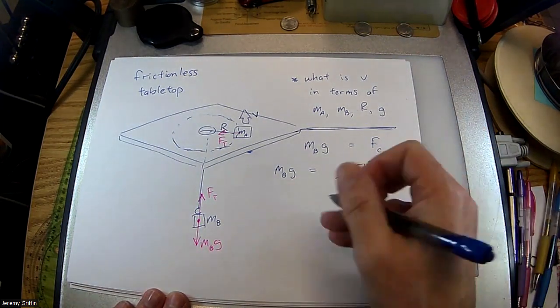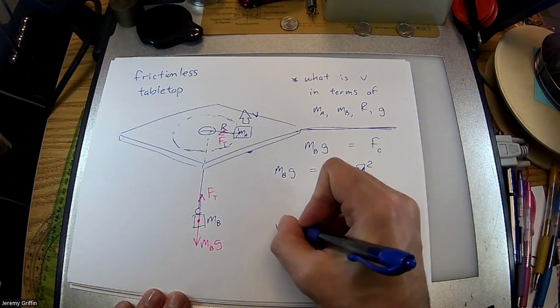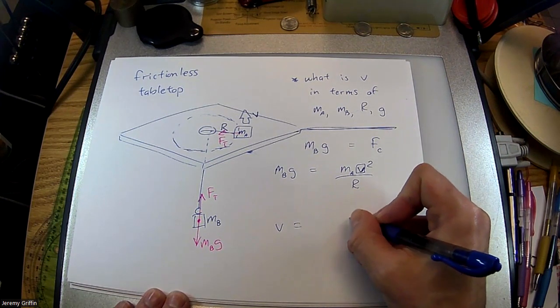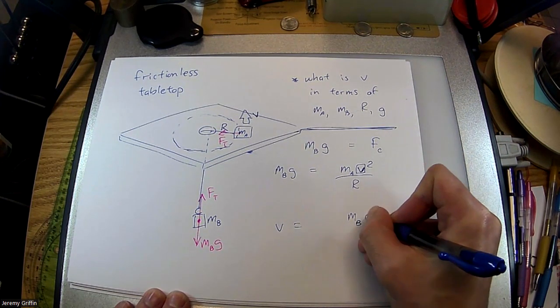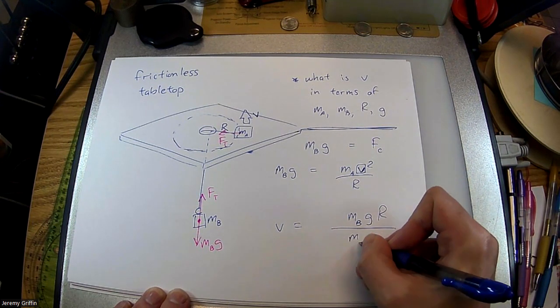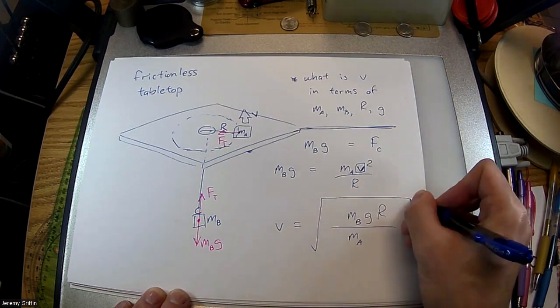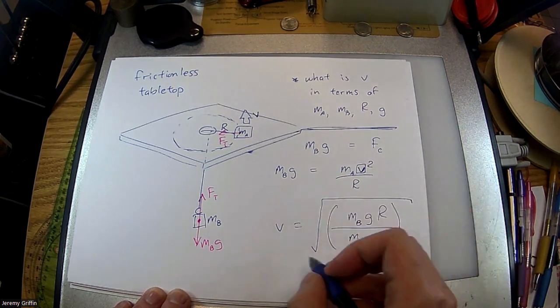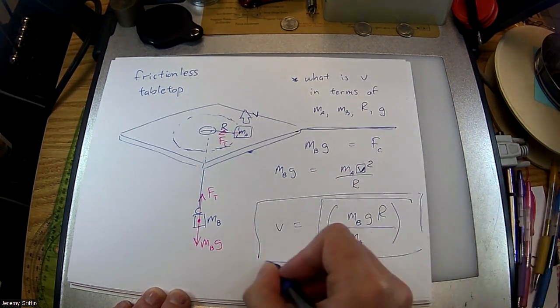Cross multiply R, divide by mass A. So V equals, let's see, I got mass B G. Right. I'm gonna cross multiply R. I'm gonna divide down mass A. And I'm going to take the square root. Boom, there's the answer right there. That's it. That's the whole thing. Just like that.